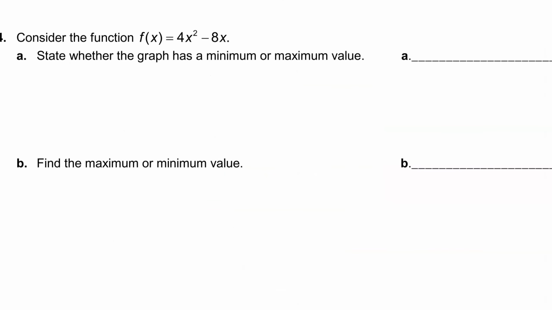Consider the function 4x squared minus 8x. State whether the graph has a minimum or maximum value. Okay, so don't say it out loud. Think to yourself, how could you tell if it has a min or max? What do we have to look at? Little hints: think about which way this parabola is facing. Is it going to be a valley or a mountain? Which way is it facing? Okay, turn to the person next to you and see what you think. Min or max?